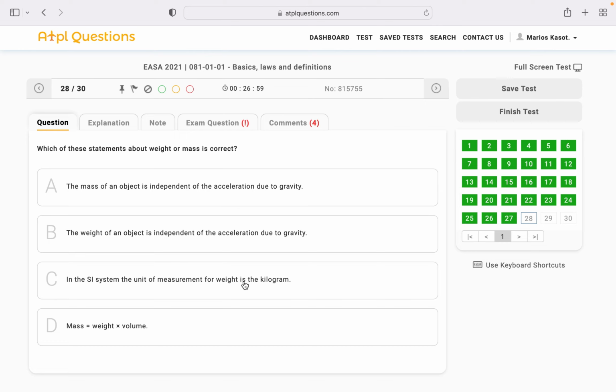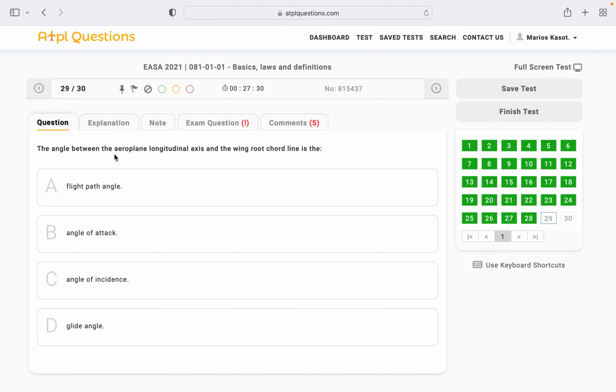This is the most basic, the most common confusion for almost everybody. This is also incorrect. So the mass of an object is independent of the acceleration due to gravity. This sounds like the most correct answer. So it's A.